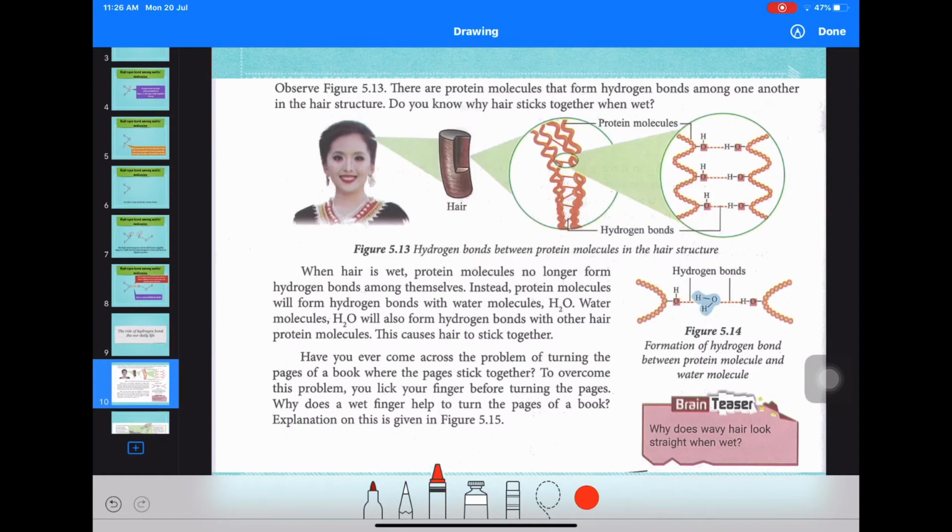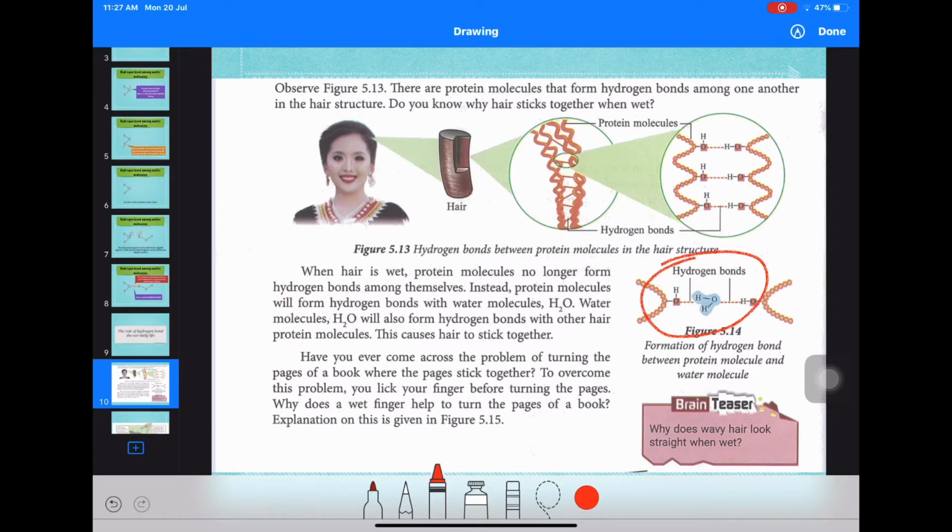First, as in our textbook, it explains why hair sticks together when wet. Our hair has protein molecules. When hair is wet, protein molecules no longer form hydrogen bonds among themselves. Instead, these protein molecules form hydrogen bonds with water molecules. It's shown here. So this is what happens when our hair is wet. This makes our hair stick together. They stick together because of the presence of water.